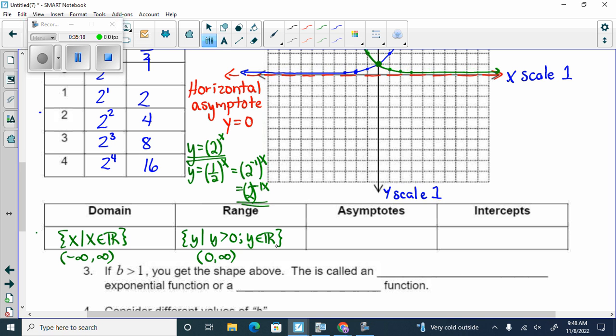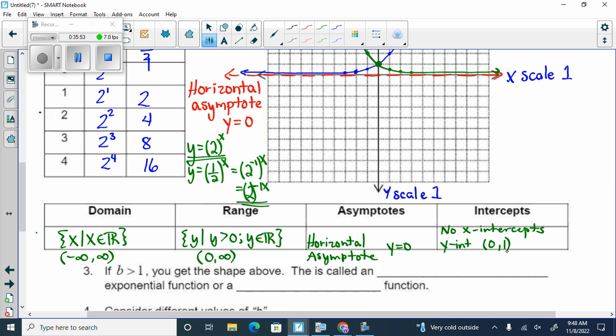And both of these have a horizontal asymptote where the graph can't go on the x-axis, which is y equals 0. It has no x-intercepts, because that's where the asymptote is. And the y-intercept is a coordinate, and it is at 0, 1.